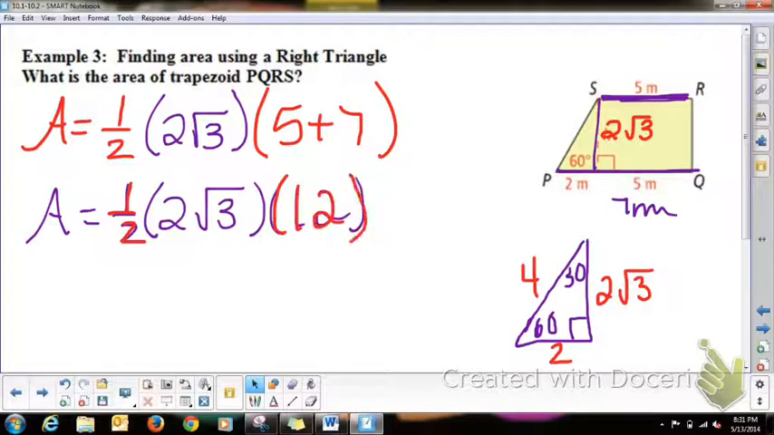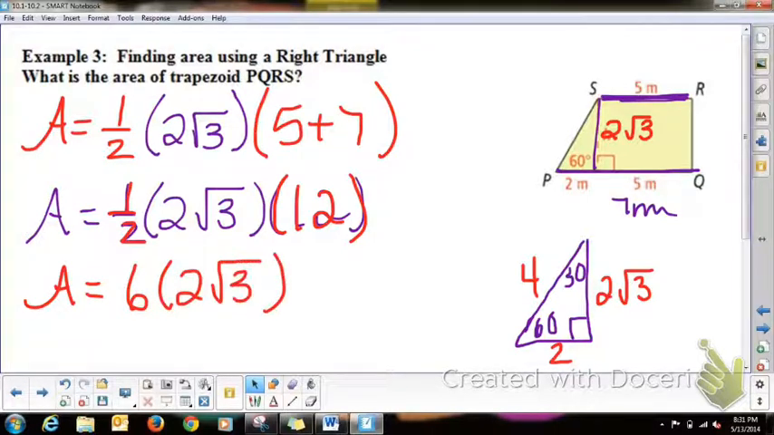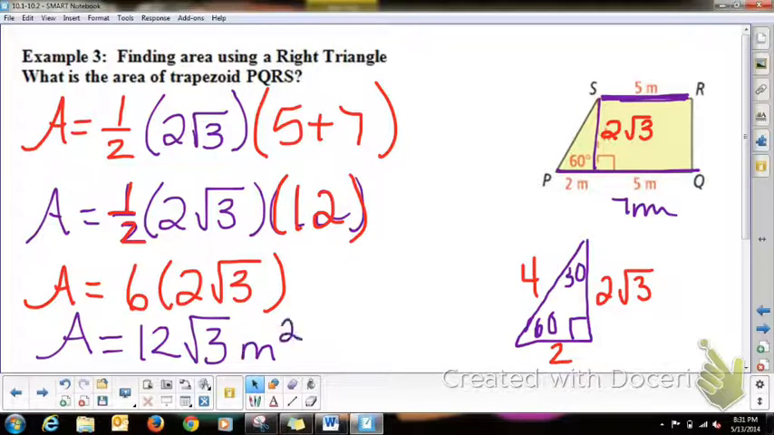What's half of 12? It's 6. Then times 2 square root of 3. 6 times 2 square root of 3 is 12 square root of 3. So our area here is 12 square root of 3. Meters times meters is meters squared. All area is in squared units.